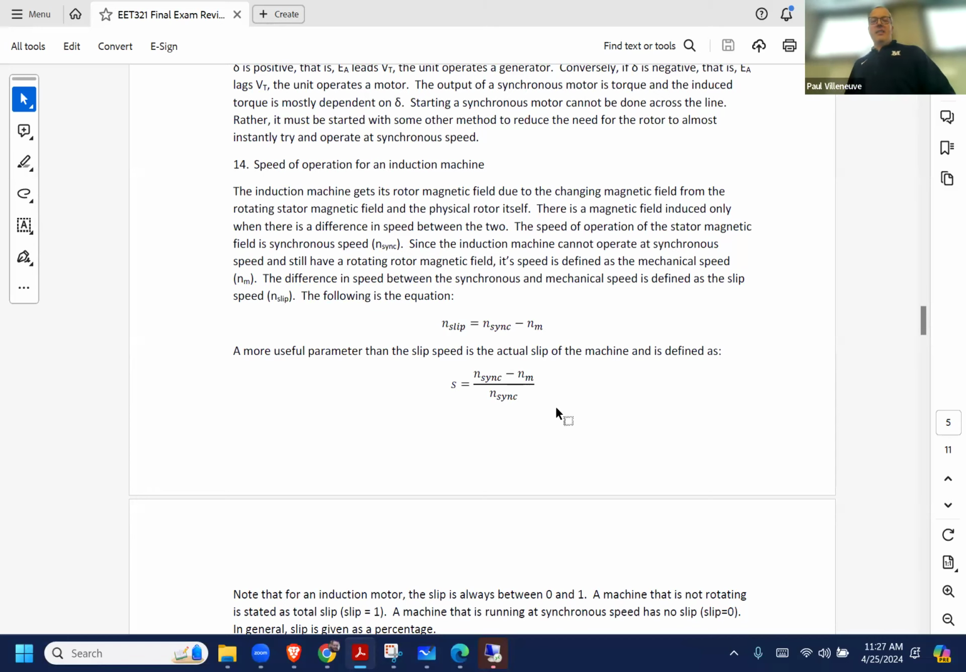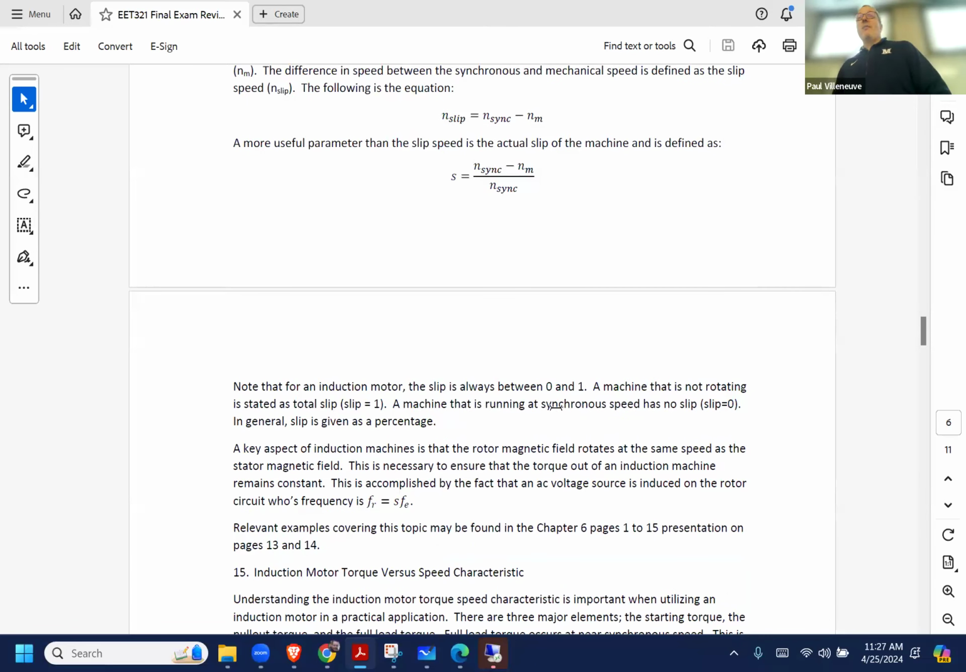So we developed an equation for slip, and we saw that slip varied from 0 to 1 if it's an induction motor. At a slip of 0, it's at synchronous speed, which it can't operate at unless it's being pushed. If it's a slip of 1, then you're under locked or blocked rotor conditions and it's not spinning at all. Those are the two extremes that you have.